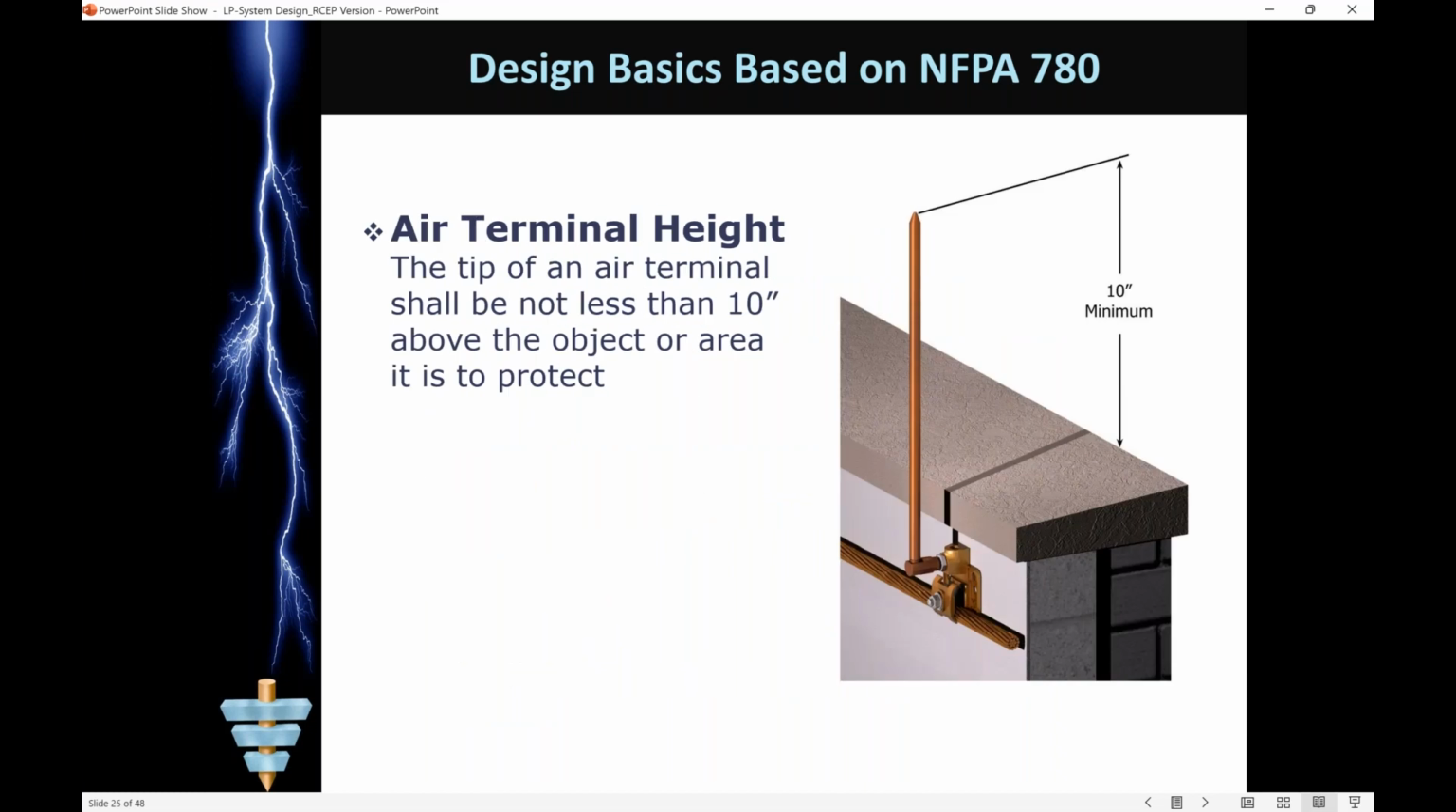Air terminals. The tip of an air terminal shall be not less than 10 inches above the object or area it is to protect. So basically, on the perimeter of the rooftop, that air terminal has to be 10 inches above that surface. So it can be greater than that. You can use an 18-inch air terminal or 24-inch, but we want to keep that profile as low as possible. Aesthetically, that's not always the most pleasing, and from a cost standpoint, we want that to be as low as we can.